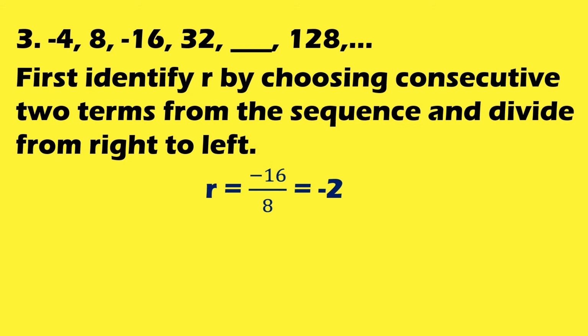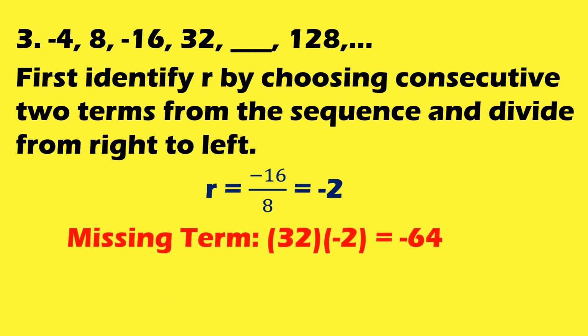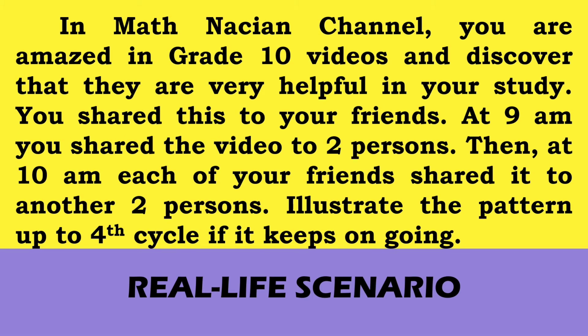Even when you choose 32 and negative 16, 32 divided by negative 16 is negative 2. So the missing term now is 32 times negative 2 equals negative 64. The term after 32 is negative 64. Let us now relate geometric sequence to a real-life scenario.